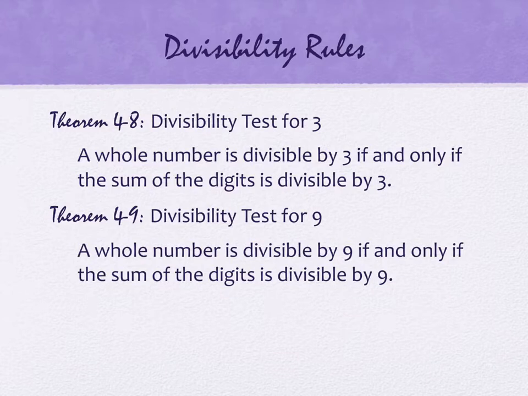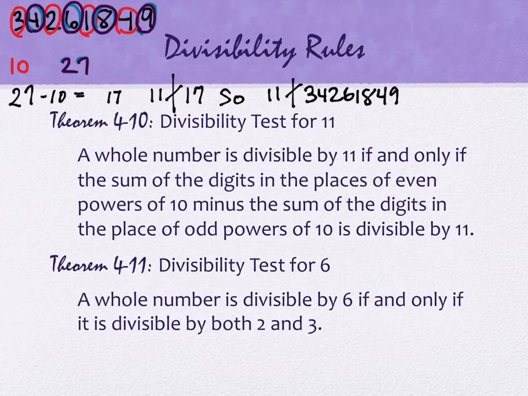3 and 9 are much alike. For 3 and 9, we actually add the digits together. And if the sum is divisible by 3 or by 9, then the original value is divisible by 3 or by 9. And the last 2 were divisibility for 6 and for 11. 11 is the awkward one to write out, but the process by which you really do it is you skip every other digit and add them together. And then you add the remaining ones that you skipped and add them together. You find the difference, that is the subtraction between those 2 sums. And if that value is divisible by 11, the original number is divisible by 11.